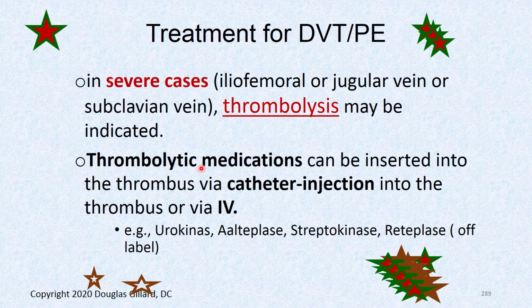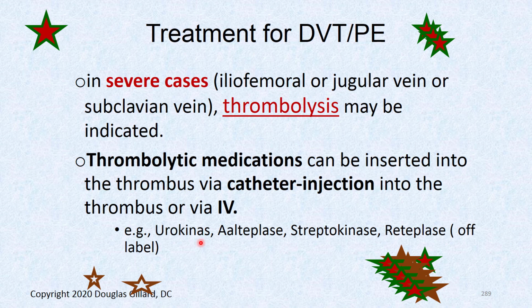Then you need to have some type of thrombolytic procedure done. And there's two ways to do that. There's some medications like urokinase. Alteplase, streptokinase is a common one. Reteplase is another one. But these guys are clot breakers.